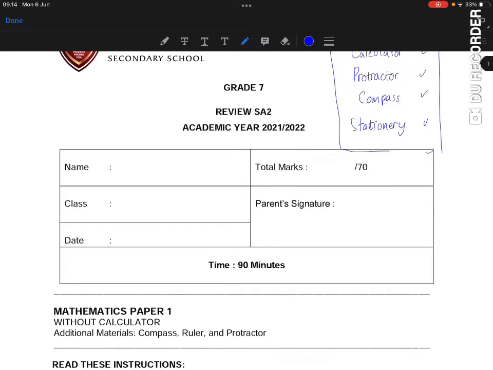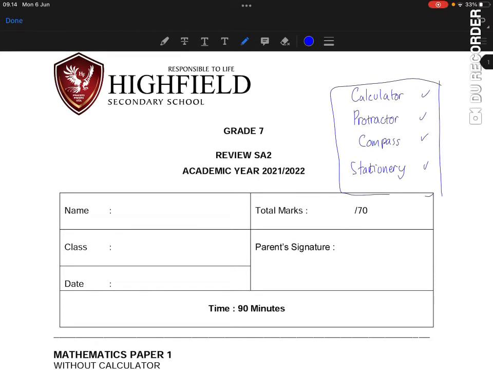outside the lesson. Before we move on to the questions, here is what you need to prepare, especially for PTM students. If you have an offline test or SA, it means you need to prepare the calculator, the protractor, the compass, stationery, ruler. Don't forget to prepare it before you come to school, yeah.